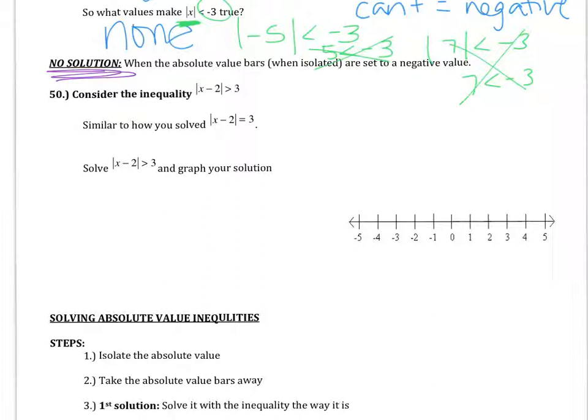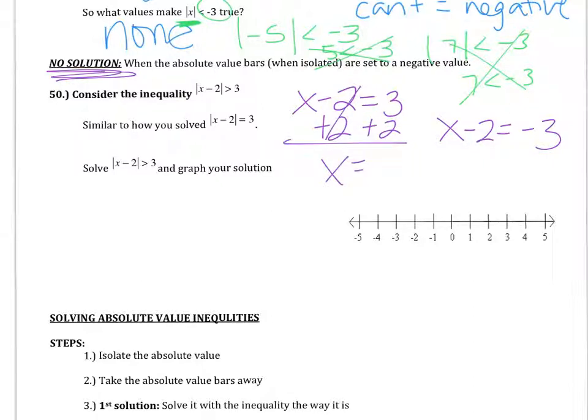So number 50, we are going to consider the inequality absolute value of x minus 2 is greater than 3. We are going to solve it similar to an equation. So we're going to take the x minus 2, get that absolute value by itself, which it already is, and then we'll do x minus 2 equals negative 3. So remember, we're doing two equations. I'm going to add 2 to get x is equal to 5. Add 2 over here to get x is equal to negative 1.